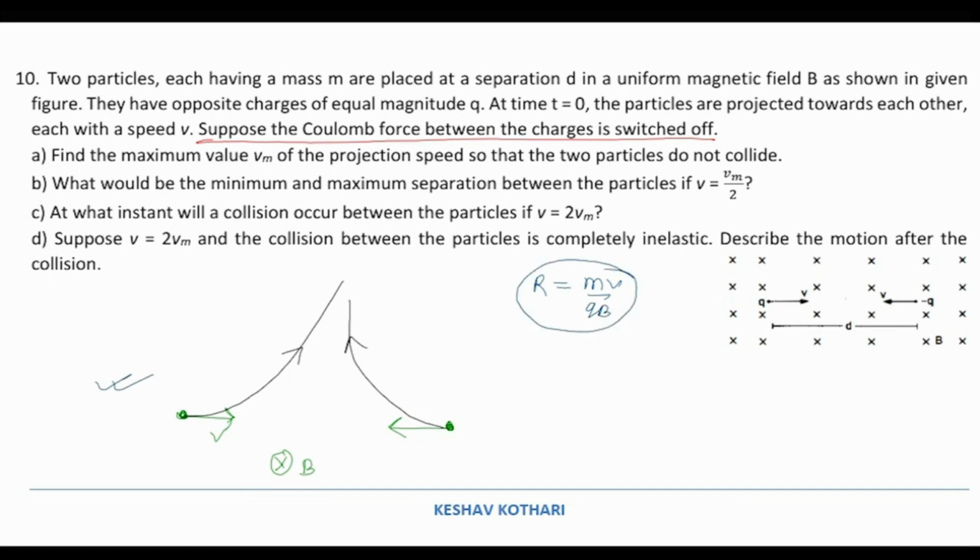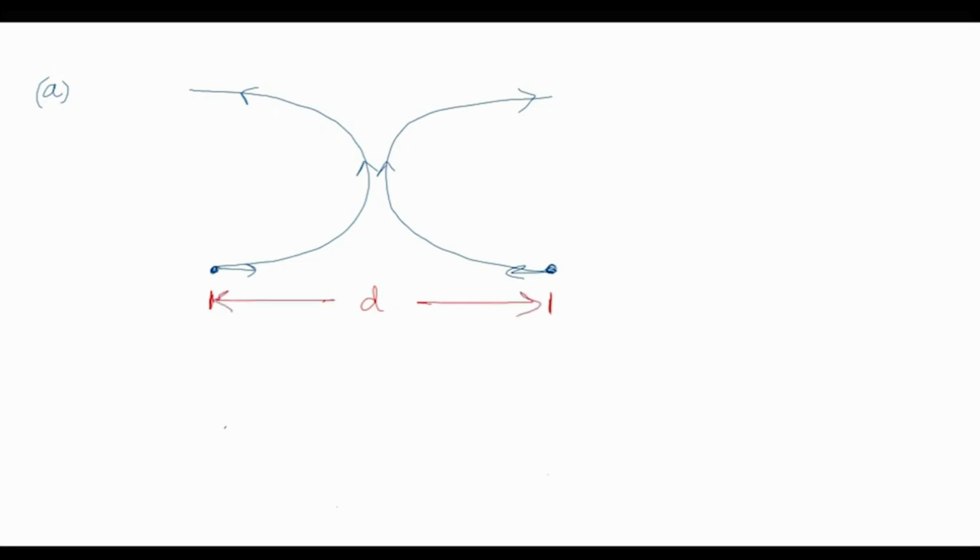In order to prevent the collision, I am drawing one more diagram. This is the possibility which we can think of: as the charged particle is moving, the positive charged particle will move out like this, and the negatively charged particle, which will start from the other end, will move out like this, such that they just brush against each other. And we are saying that this separation is given to us as d. So the value of radius in which this charged particle is moving is d by 2, and for the other one it is also d by 2.